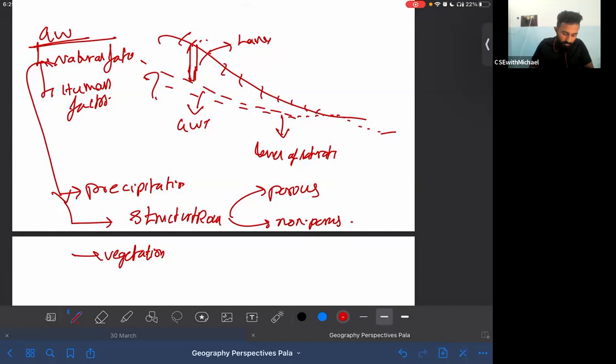Okay, so let's write a few things. Natural factors affecting availability of groundwater. First one is precipitation. The relationship with respect to groundwater is simple. When precipitation is high, the groundwater table will also be high. Higher precipitation leads to better percolation of water and a better groundwater table. So that is very easy.